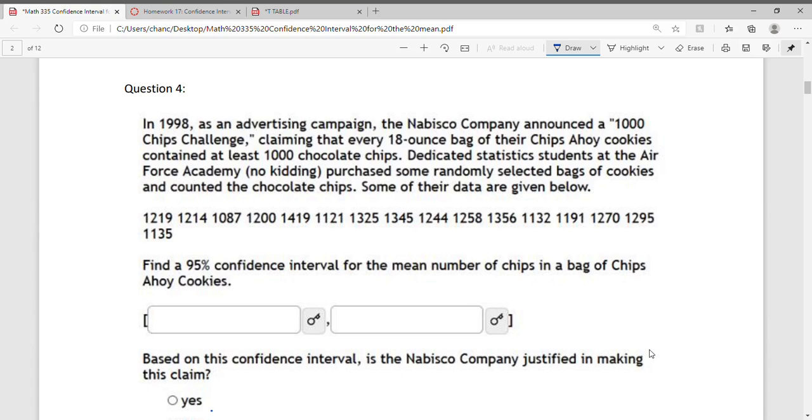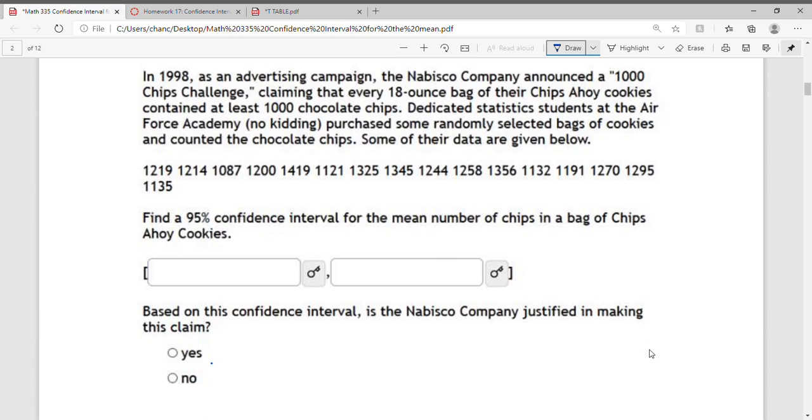Question 4. In 1998, in an advertising campaign, the Nabisco company announced a 1,000 chips challenge, claiming that every 18-ounce bag of their Chips Ahoy cookies contained at least 1,000 chocolate chips. Dedicated statistics students at the Air Force Academy, no kidding, purchased some randomly selected bags of cookies and counted the chocolate chips. Some of their data are given below. Find a 95% confidence interval for the mean number of chips in a bag of Chips Ahoy cookies.